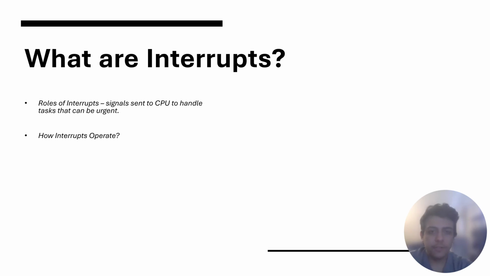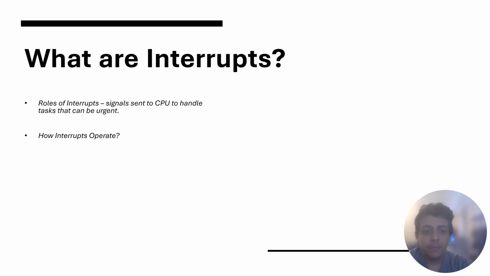Alright, so our first topic is what are interrupts? What is the role of an interrupt? How does it operate? Well, interrupts help the CPU handle multiple tasks efficiently by allowing it to respond to urgent events such as user input, hardware requests, or system errors without having to constantly check for them.